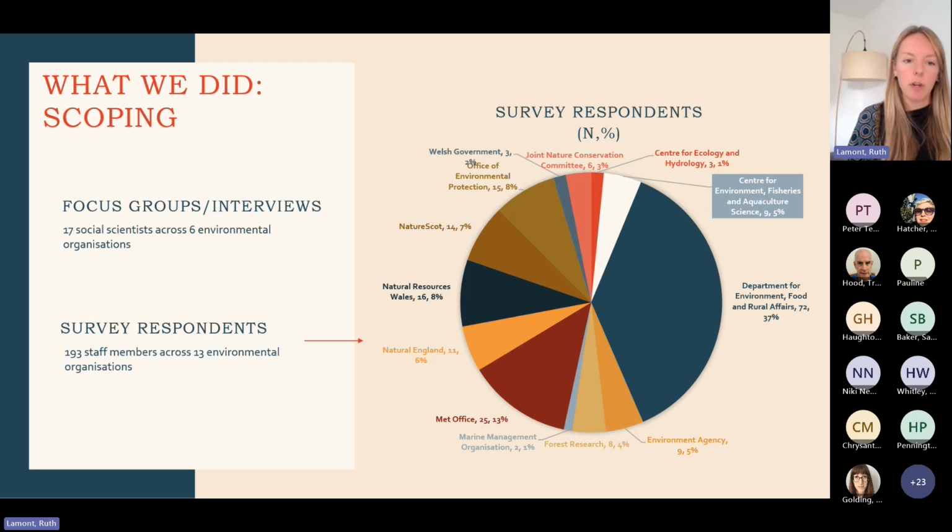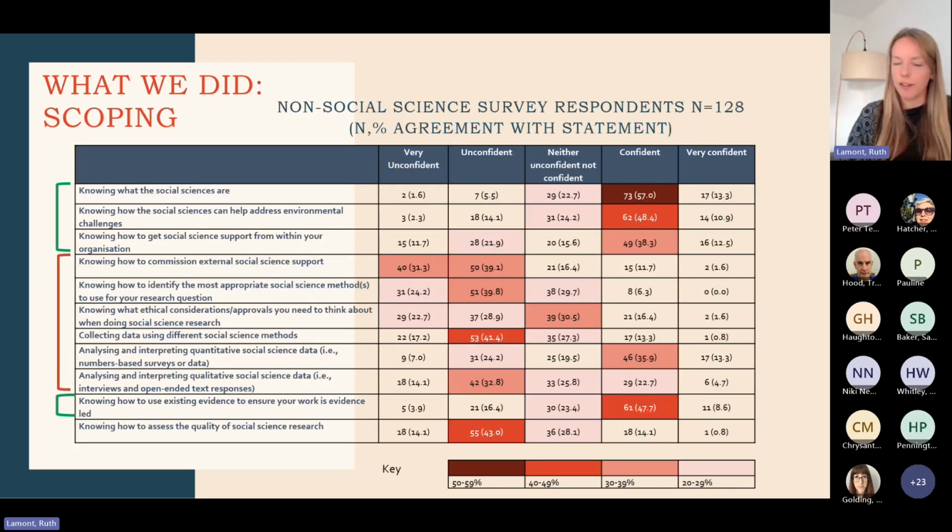I'm not going to show you all the findings, you can read the report for that, but we wanted to really assess how confident people felt in their use of social science. And so this is only 128 of the respondents, and those are the ones that hadn't said they've got a social science degree or substantial training in that area. So these are those that would be more new to it.